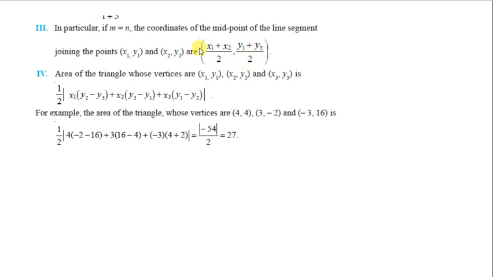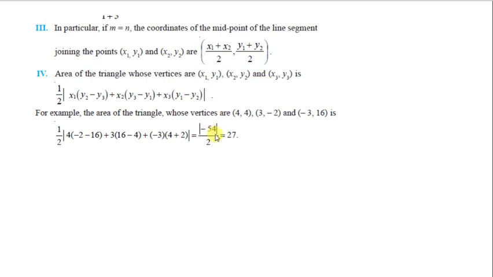Then you have also studied how to find the area of a triangle whose vertices are given by (x1, y1), (x2, y2) and (x3, y3). It is given by half modulus of x1 into (y2 minus y3) plus x2 into (y3 minus y1) plus x3 into (y1 minus y2).